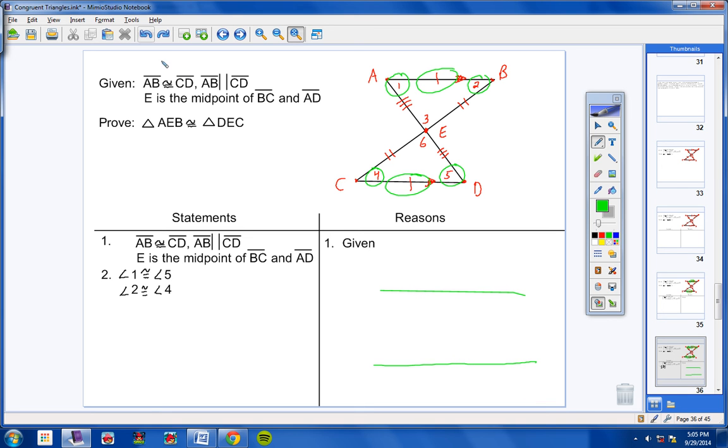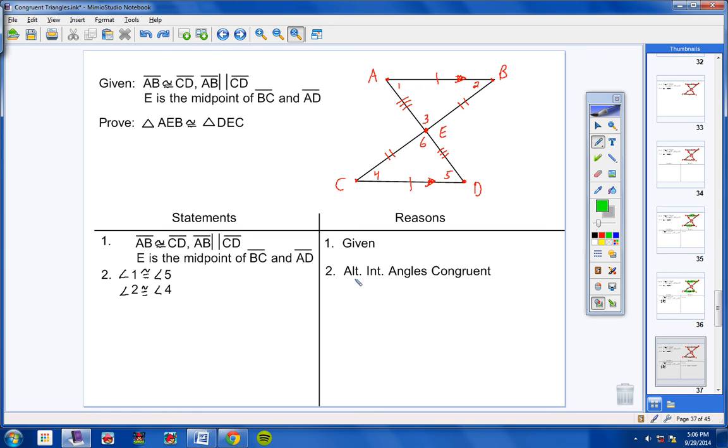Look at this. Here's my 2 parallel lines. There's a line coming down like this. Well, this angle here, angle 2, and this angle here, 4, they're alternate interior angles, are they not? Sure they are. Well, Mr. Earhart, how'd you know these two lines were parallel? It was given to you right here. AB is parallel to CD. So what is my reason that I can state that 1's congruent to 5 and 2's congruent to 4? Well, here's my reason. Alternate interior angles are congruent. So now I have this congruent to this, and this congruent to this.